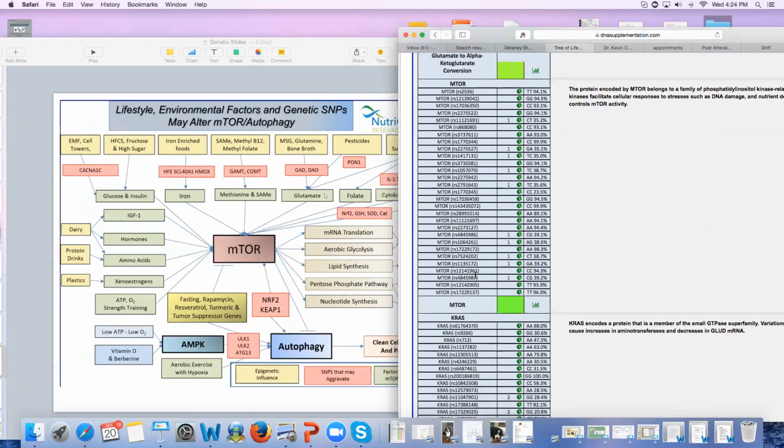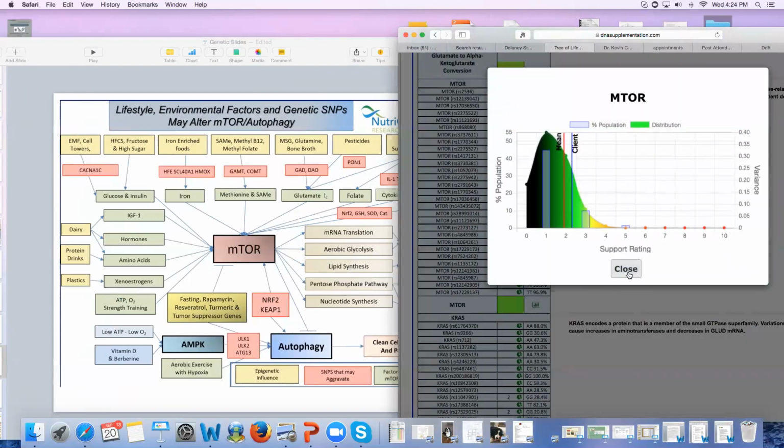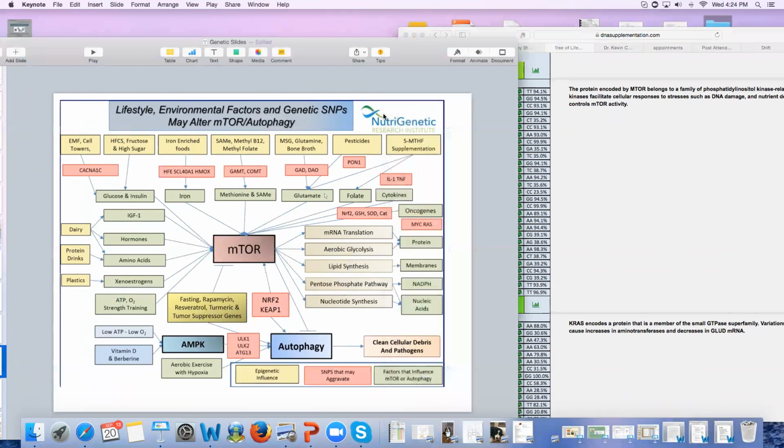The mTOR genes are tied to glutamate because with more mTOR genes, this is one of the cancer genes that we look at for cancer patients, you're going to have an upregulation of all of this, even if you didn't have any of this stuff going on. So even if you didn't have any exposure to any of these things, if you have a lot of mTOR genes, this is going to be upregulated by itself. That's why it is what we consider a cancer gene.